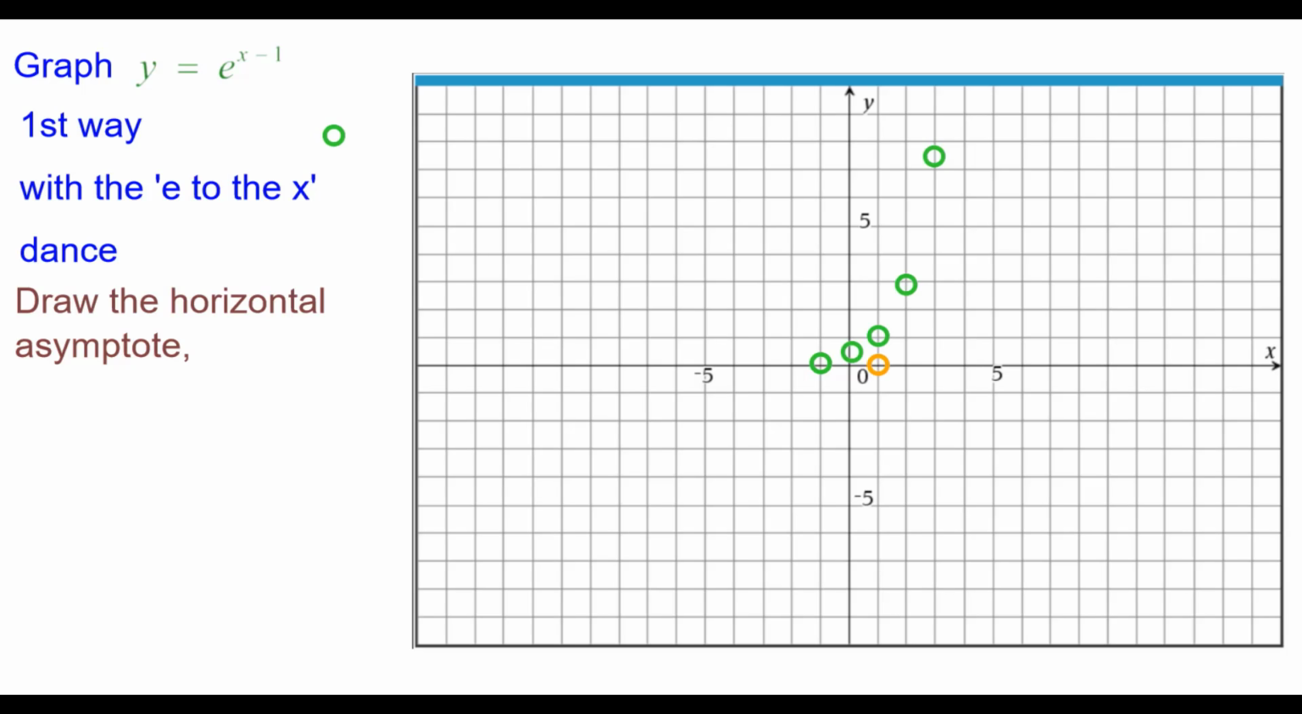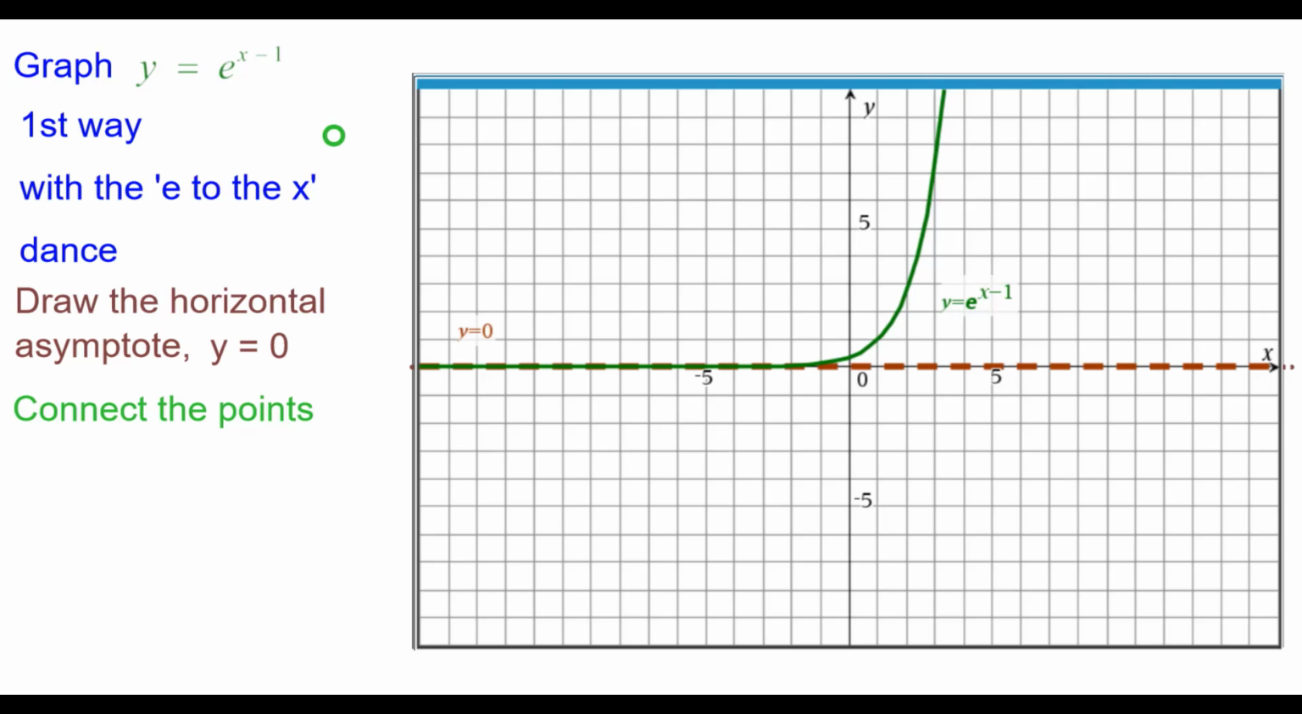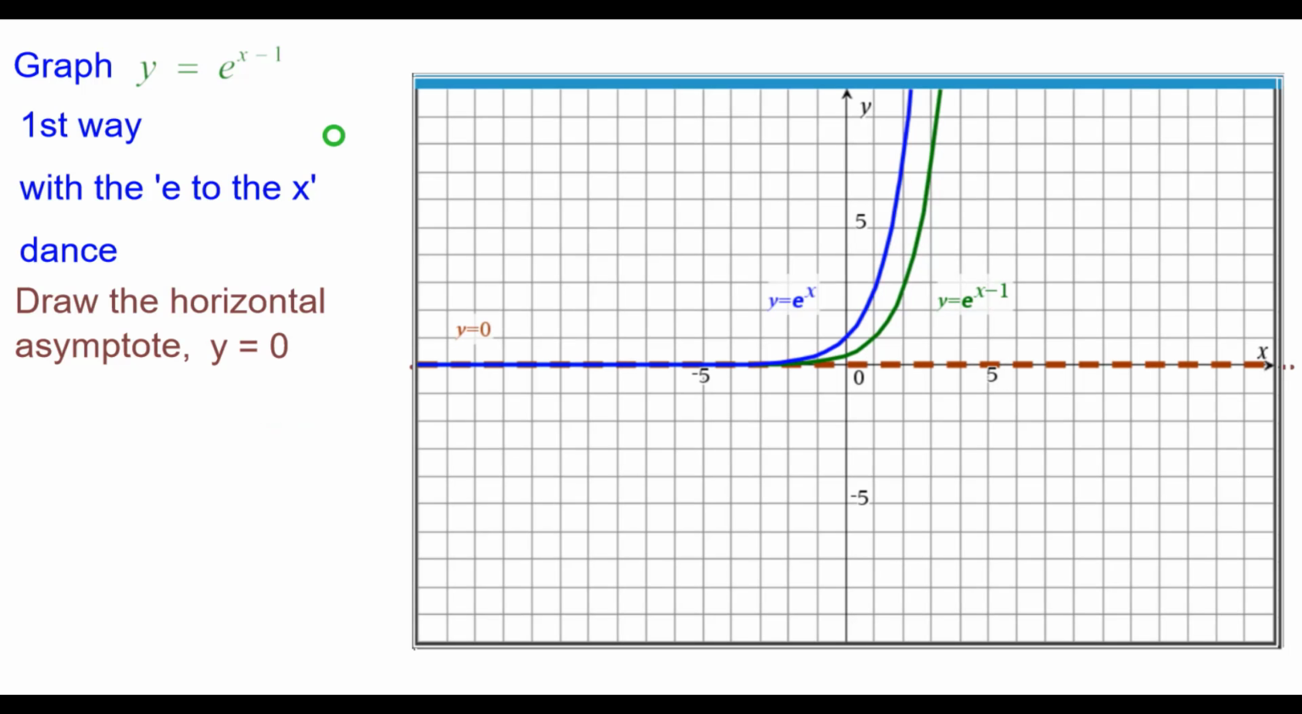Draw the horizontal asymptote, the x-axis, or the line y equals 0. And using that as a boundary line, we'll connect the points to get that e to the x looking curve. Comparing that to the parent function, you can see that for each y value, the blue graph is shifted to the right 1 unit.